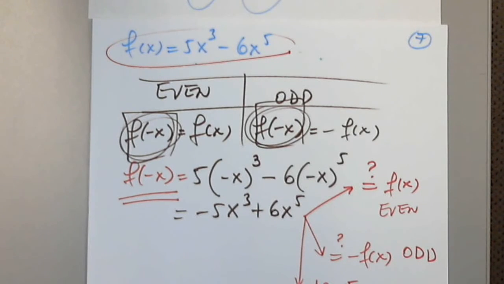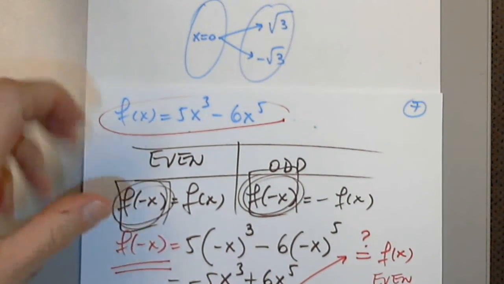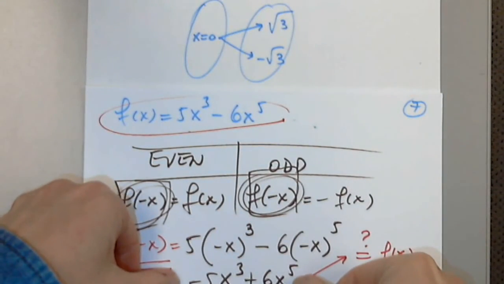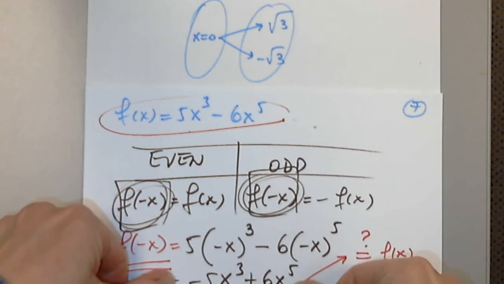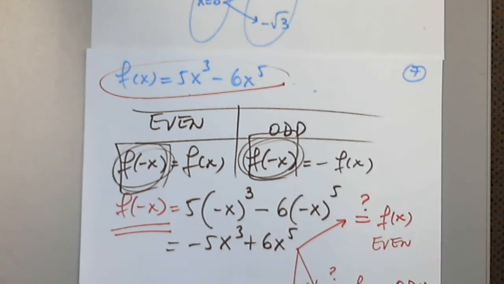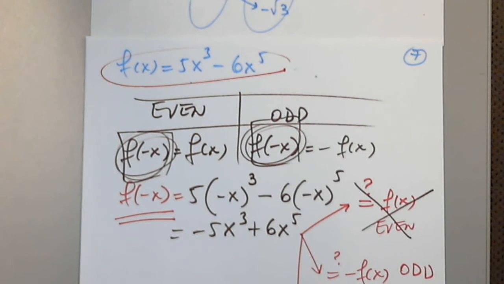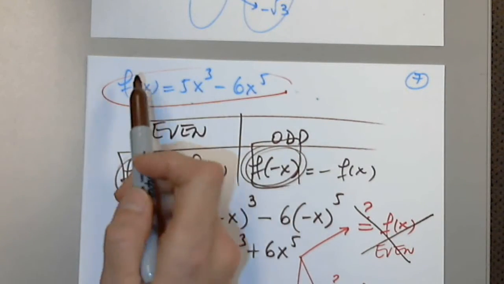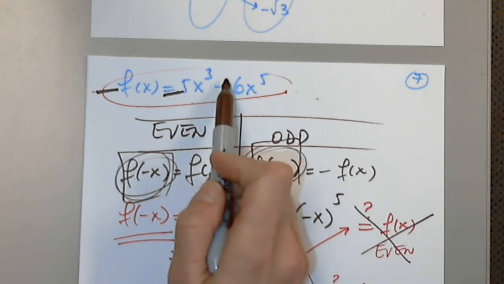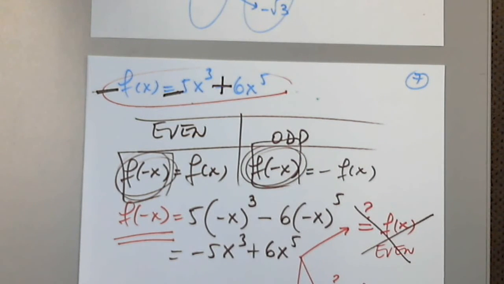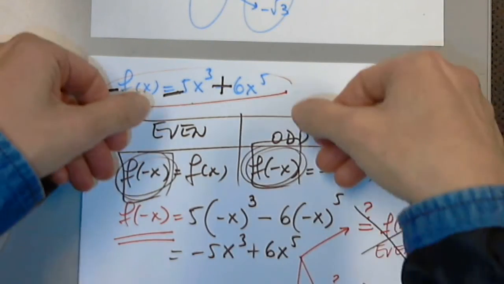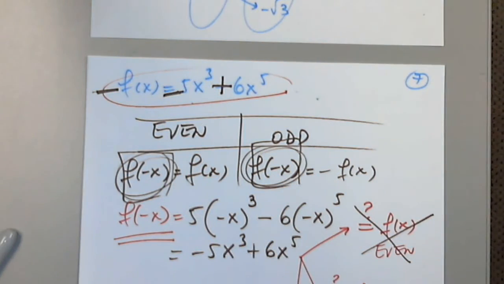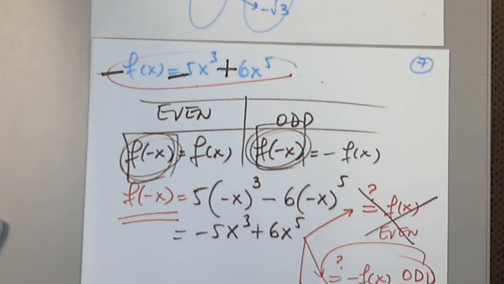Okay, so here's my first analysis. For f of x, is this identical with f of x? Yes or no? No, of course not. So this is out of question. Now, I need to compare this to the opposite of f of x. No problem. How do I find the opposite of this? Right? So now I'm asking myself, is this identical with this? So therefore, the function is odd.